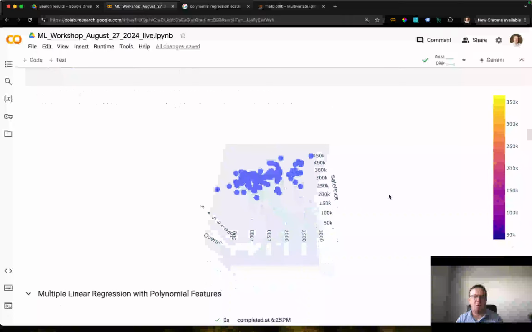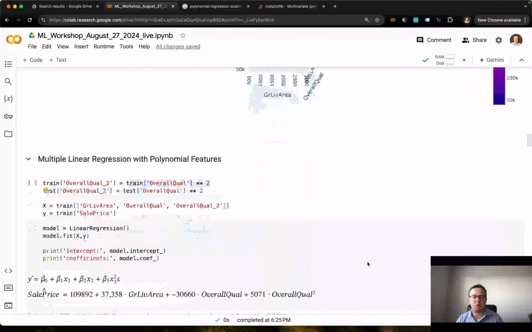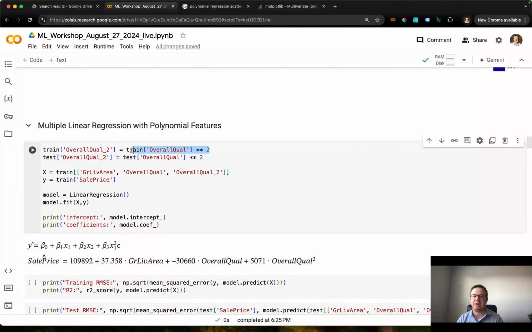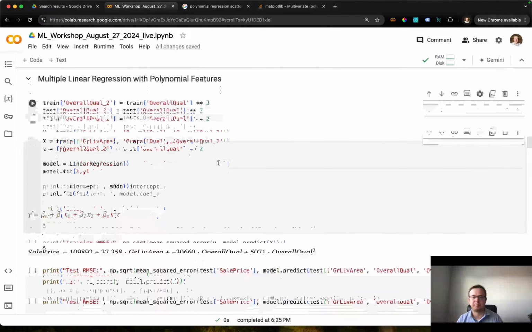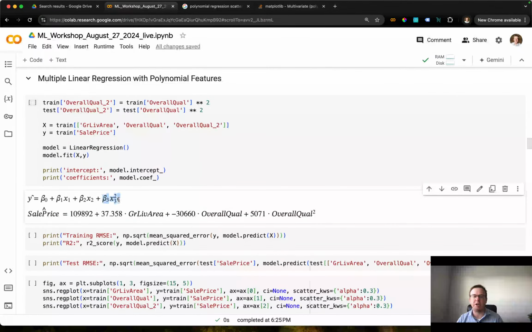So what I'm saying is I'm not doing this willy-nilly. I think there's some justification for creating a squared overall quality term. And our linear regression equation just gets this squared term added on.